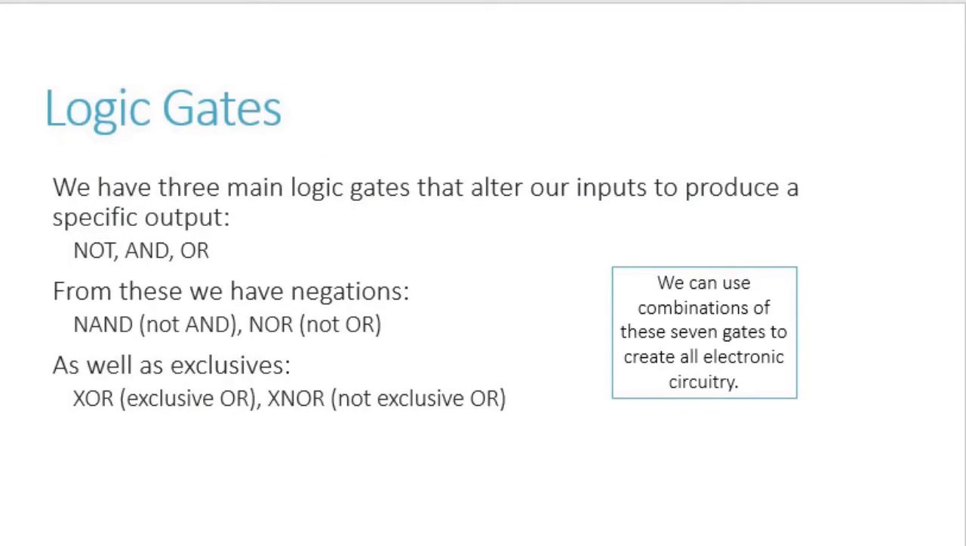There are 3 main logic gates that we need to consider. These alter the inputs to produce a specific output. These are the NOT gate, the AND gate, and the OR gate. When we combine the 3 main gates, we have the negations for AND and OR, not AND or NAND, and not OR or NOR. Another key gate is the exclusive OR, XOR, and its negation, not exclusive OR, XNOR. So with these 7 gates, we can create all electronic circuitry.